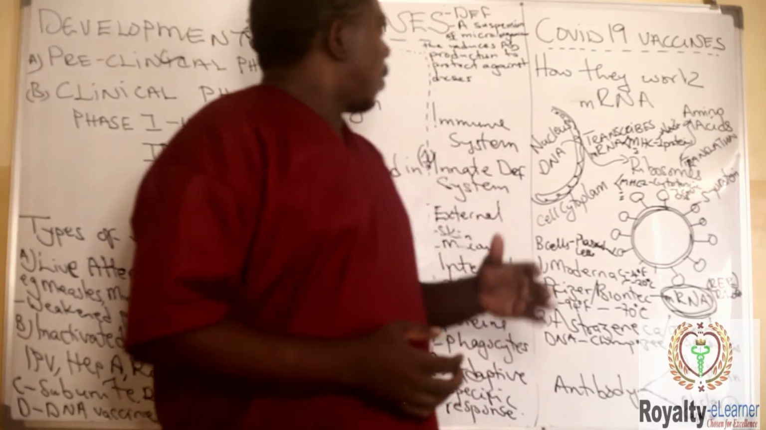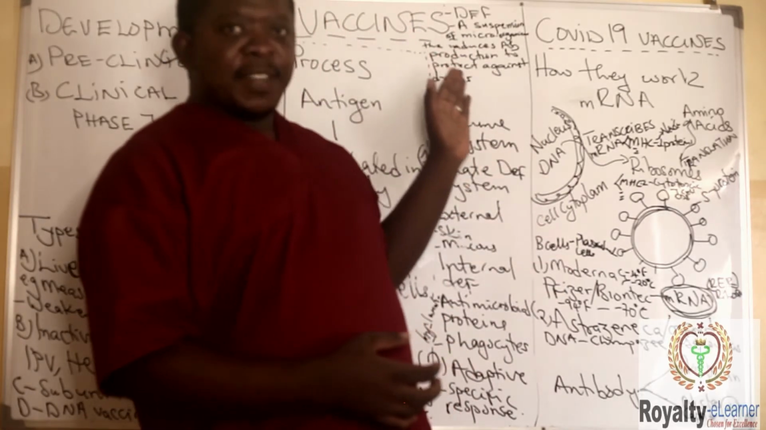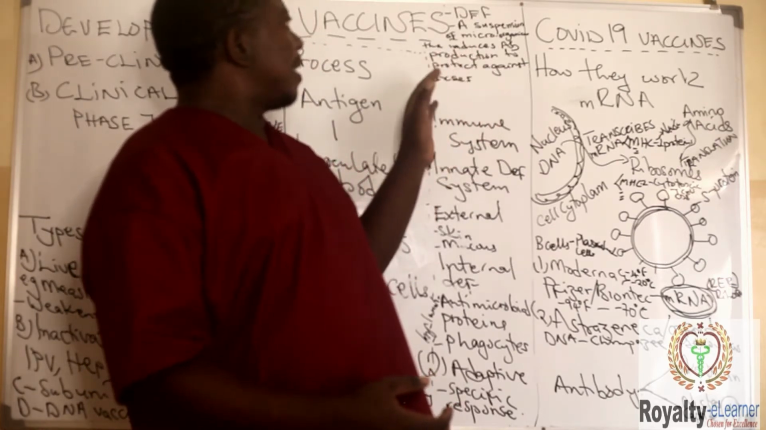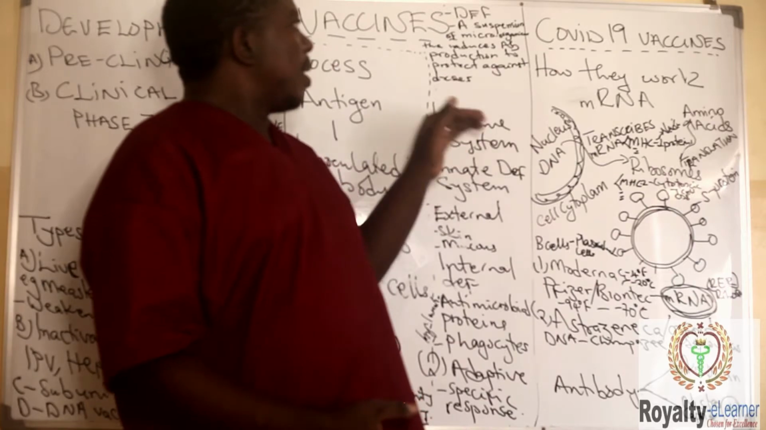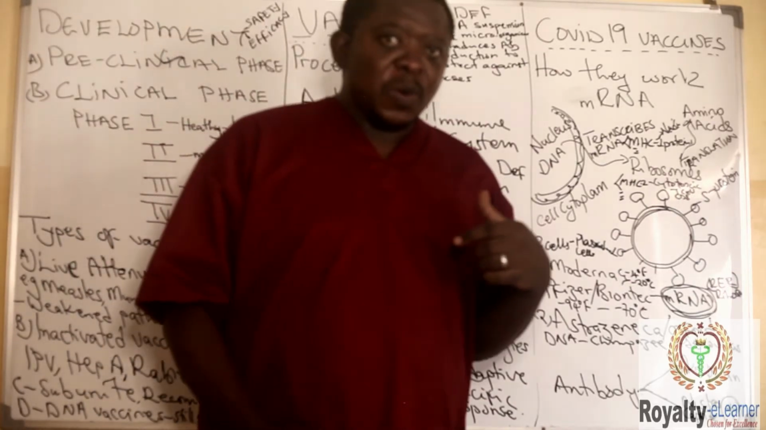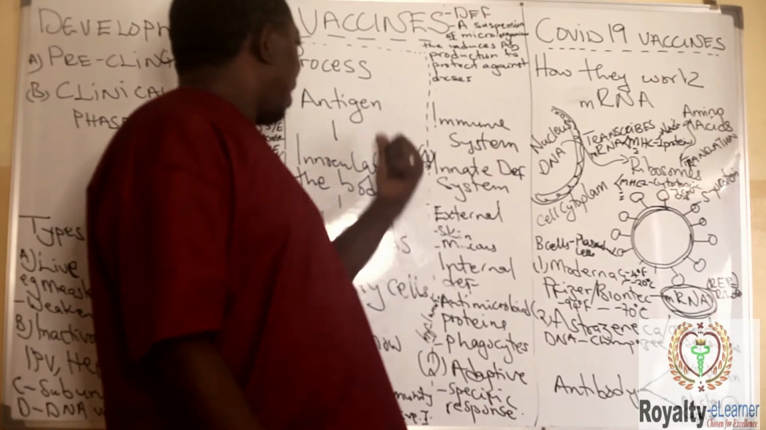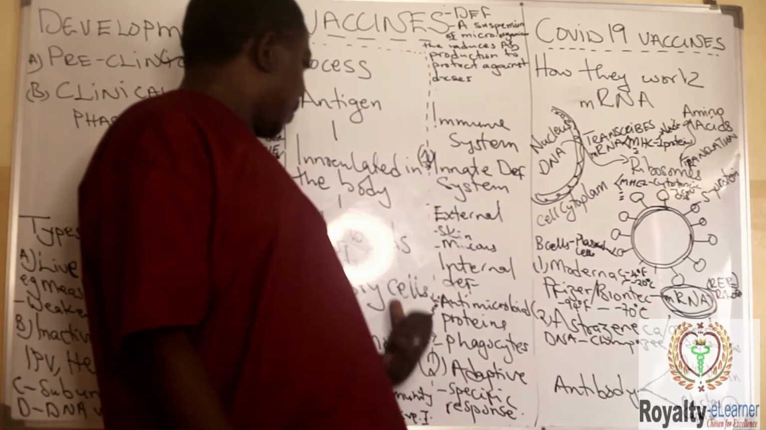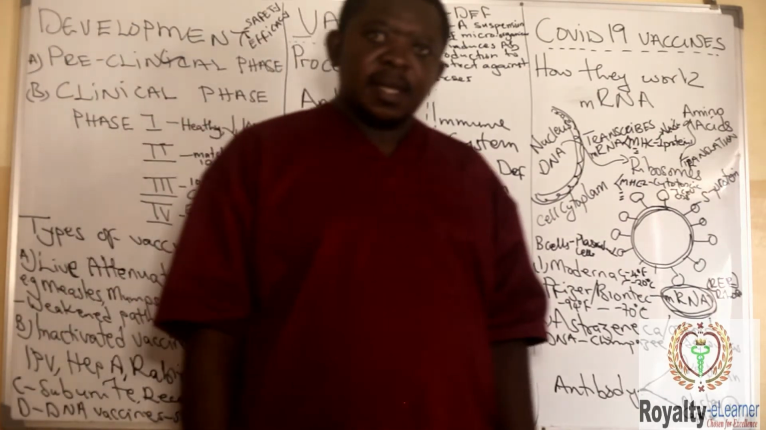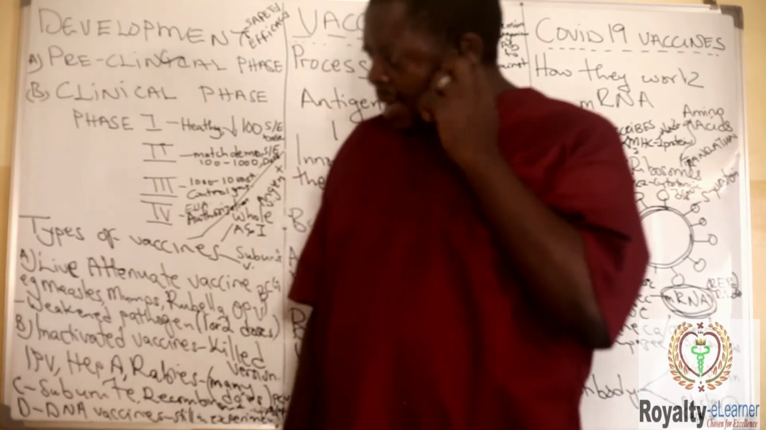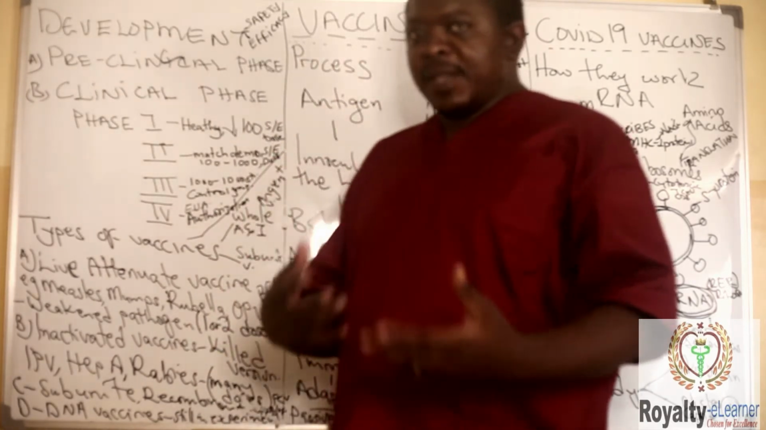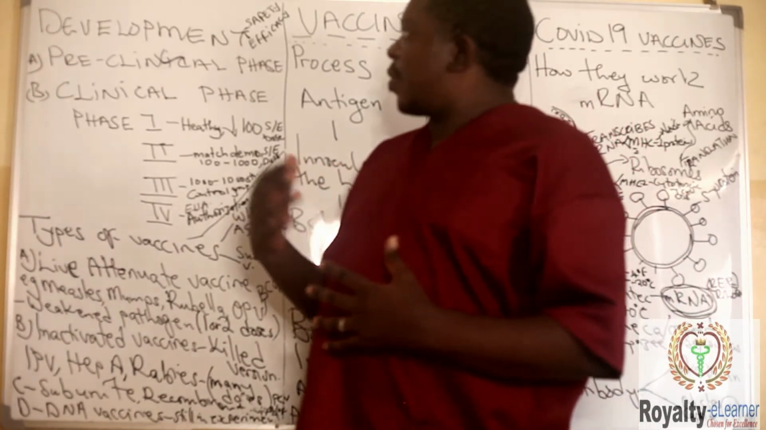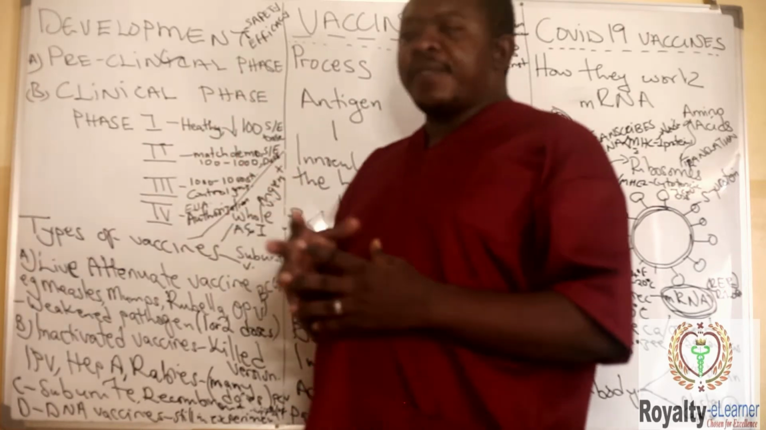Okay, so looking at the vaccine, we have defined a vaccine as a suspension of microorganism that induces antibody production to protect against disease. We have also looked at the vaccine process, where the antigen is introduced, then inoculated in the body. The body builds an immune system, and when the body has built an immune system, it is now able to defend itself. Okay, so now let's look at the development of a vaccine.